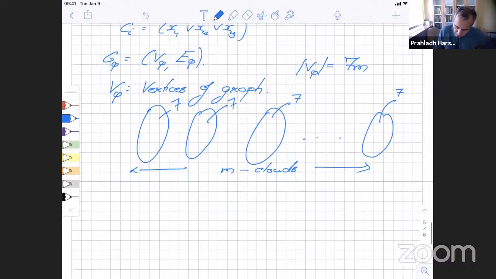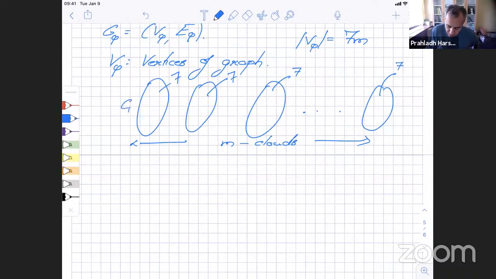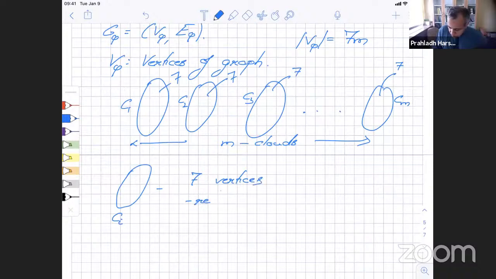And what are the vertices? Once you have a cloud, this will correspond to the clause C1, this will correspond to the clause C2, C3, and say Cm. So for the cloud corresponding to the clause Ci, the 7 vertices here will refer to the 7 satisfying assignments in clause Ci.